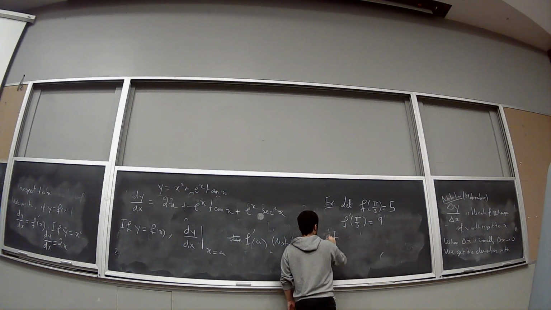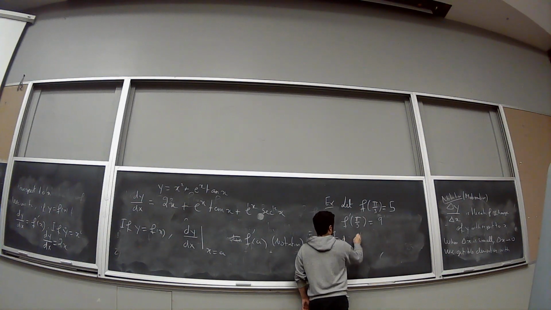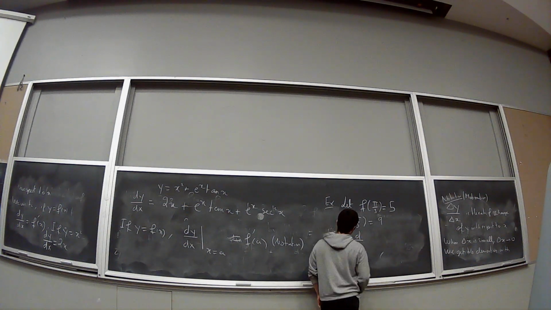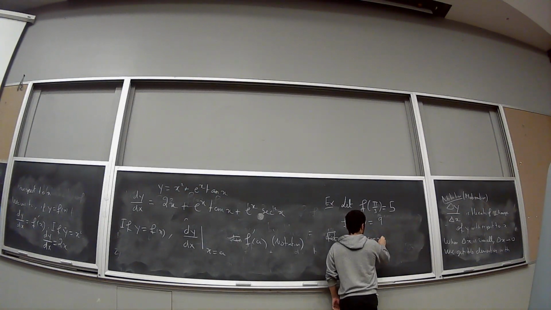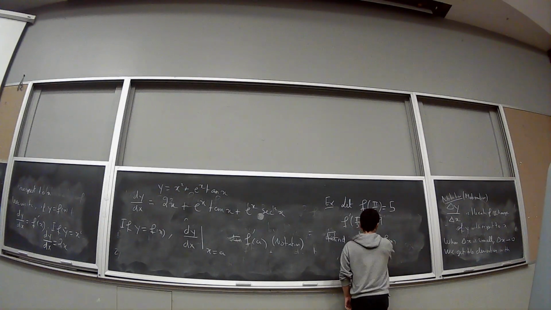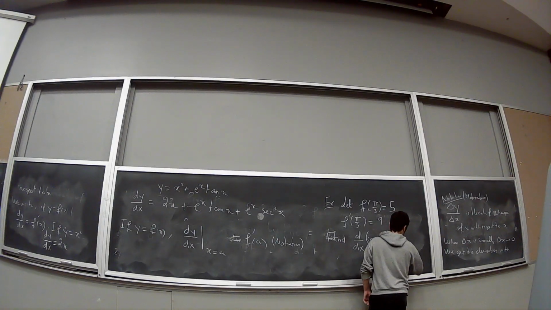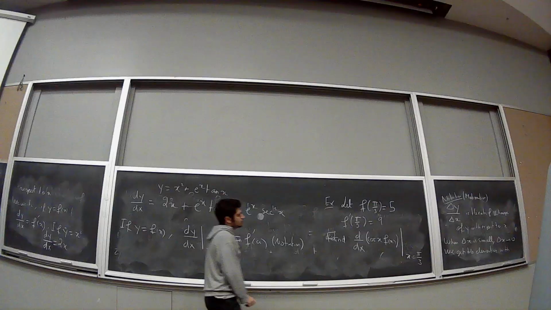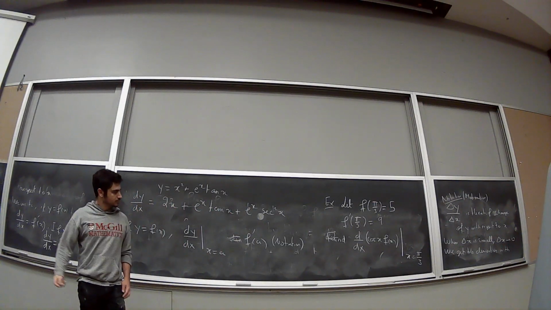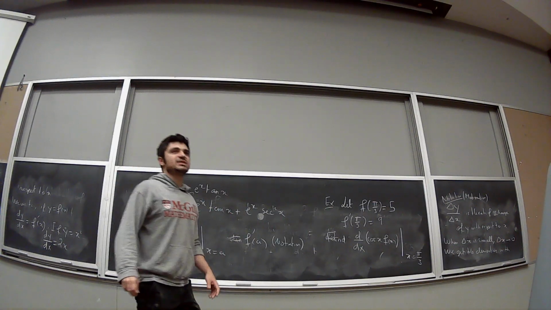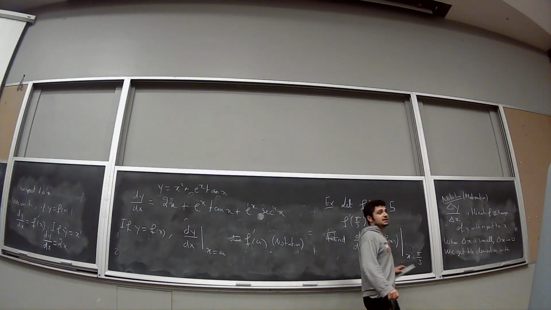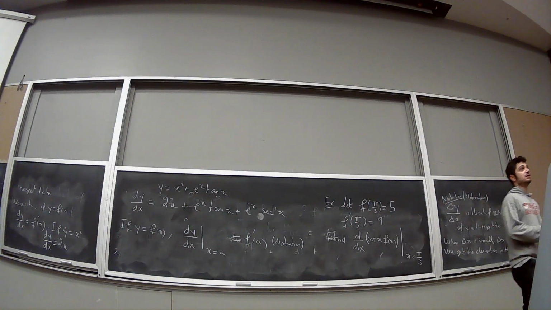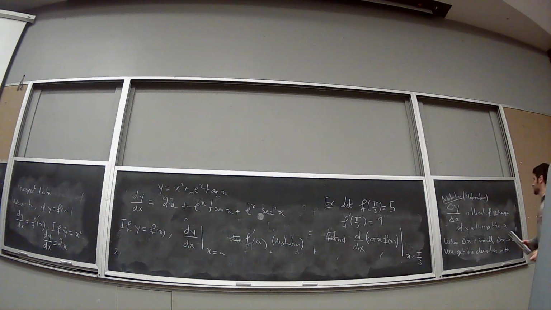Find d by dx of cos x f of x at x equals pi over 3. What does that mean? This means I have to differentiate cos x f of x and then plug in x equals pi over 3. Do you guys see this or not? Yeah? So let's differentiate.